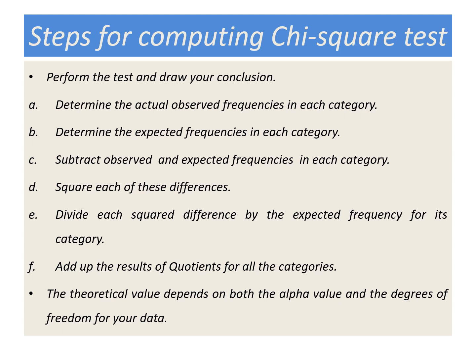Finally, the theoretical value depends on both the alpha value and the degrees of freedom for your data. What is the theoretical value here? The critical value is the theoretical value. And see, when you check the chi-square table, you can identify that the critical value changes on the basis of the degrees of freedom and the alpha level. So you need to remember this part.